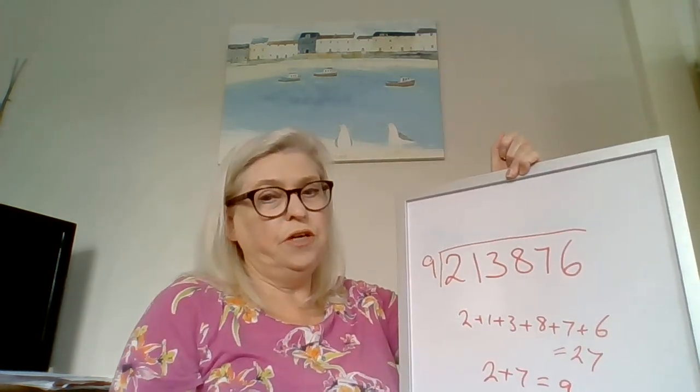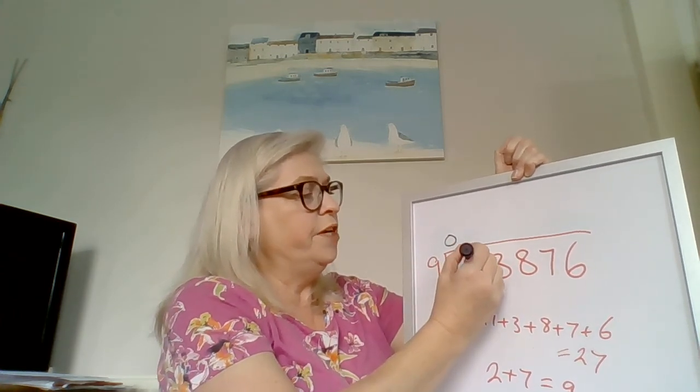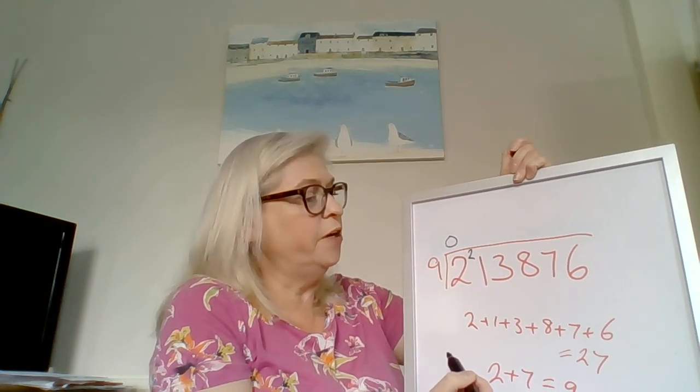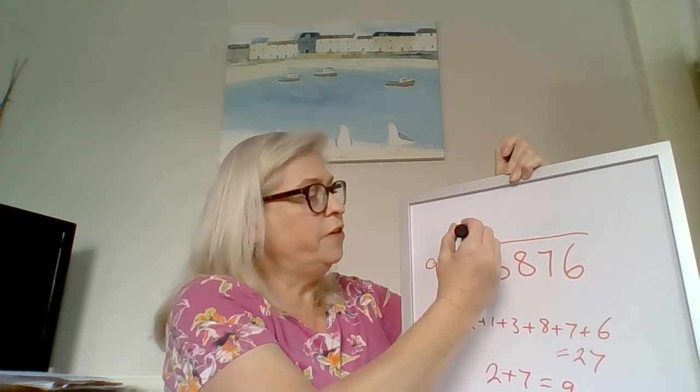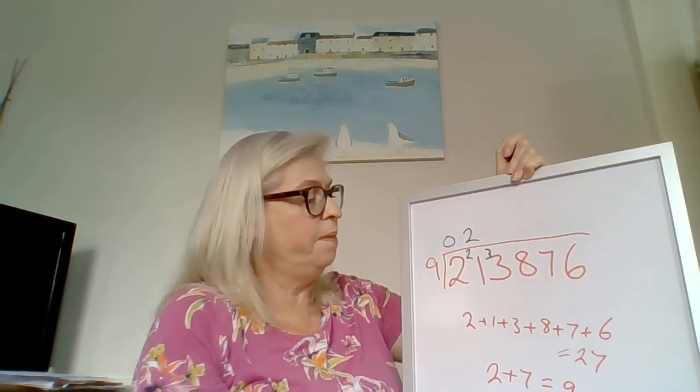9 into 2 doesn't go because 2 is smaller. So we put a 0 there if we want to, and we carry the 2 onto the next number. 9 into 21, how many times does that go? 2 9s are 18, so it goes twice, and we've got 3 left over, so we put the 3 there.